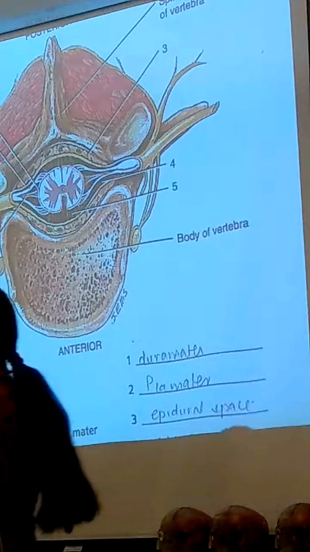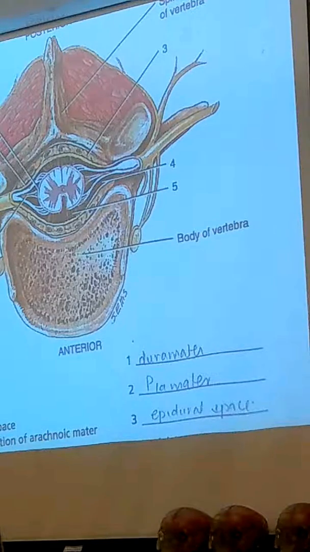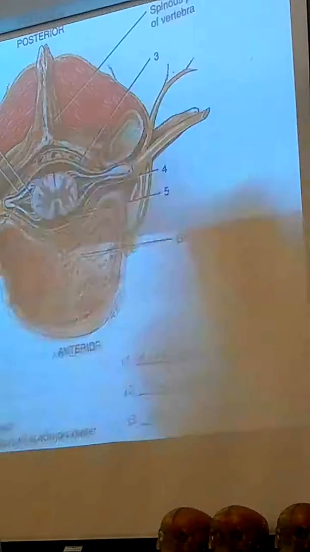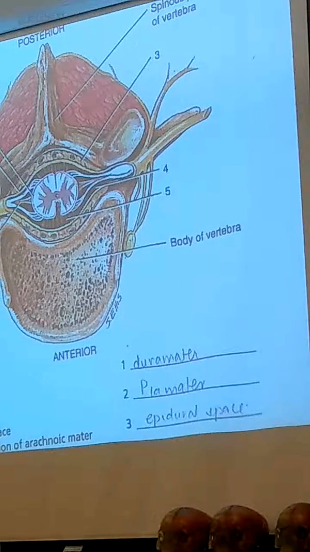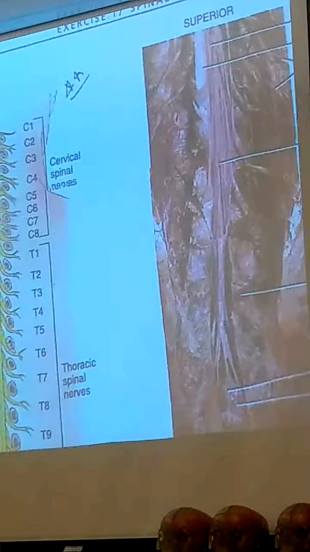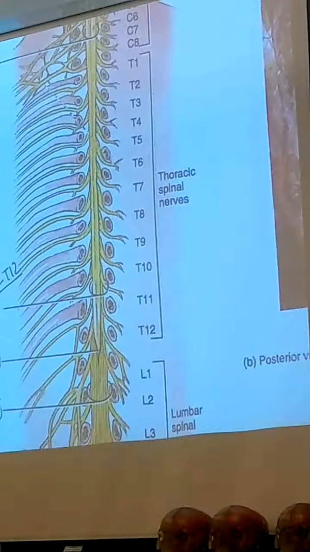Instead of that picture, this model will be there. So you should know various parts of the spinal cord. All these parts will help you, like dura mater, pia mater, all the various parts which we have covered on this model. So that model will be there from exercise 17, and this picture will be there.